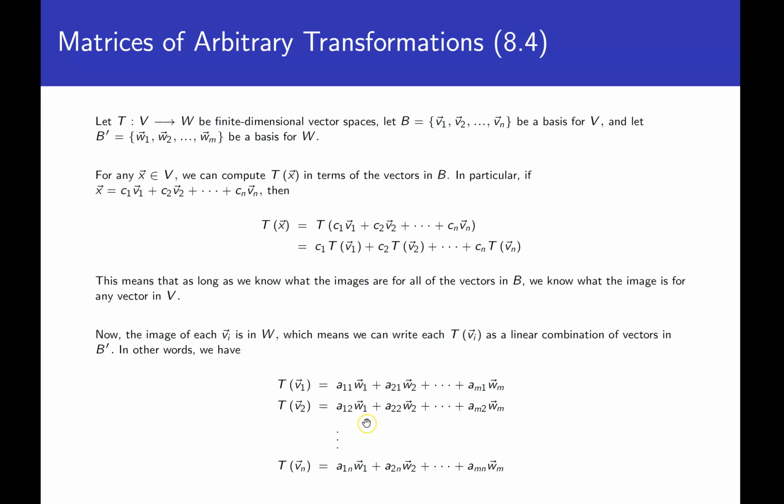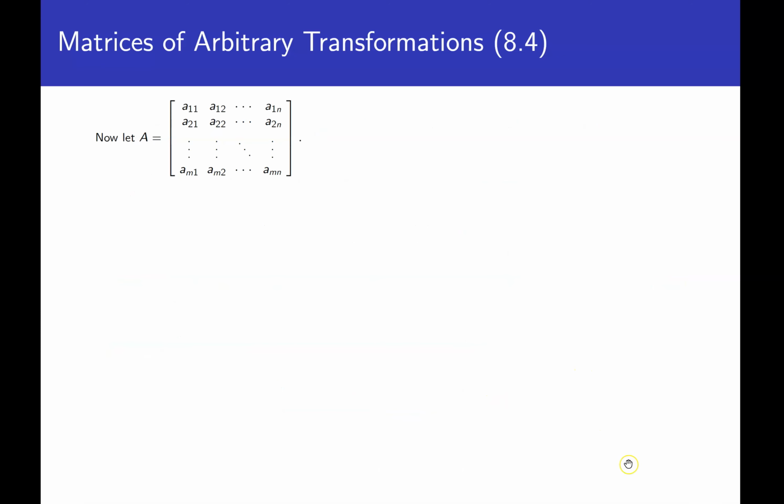We've certainly taken constants and written them as columns in a matrix. This is exactly what we're going to do here. So that A11, A21 onto Am1 were the coefficients on the W's to give us the image of V1. The A12, A22 down to Am2, those were the coefficients on the W's to give us the image of V2, and so on.